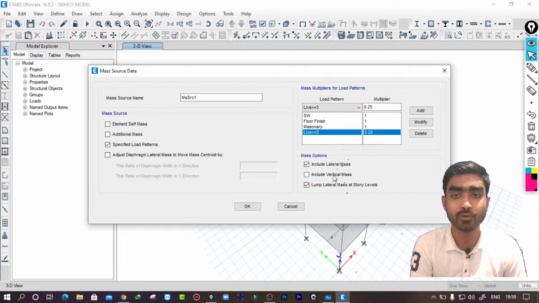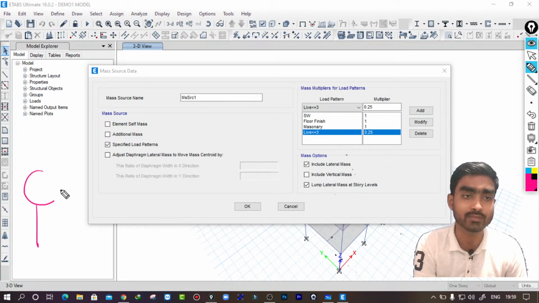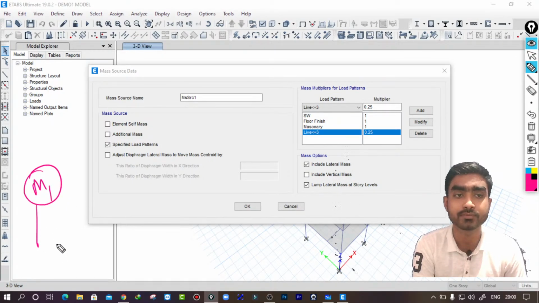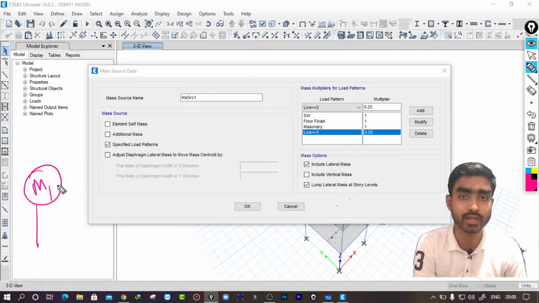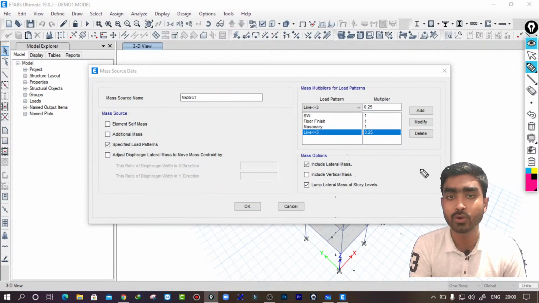Okay, now we have include lateral mass and lump lateral mass at story level. Lump lateral mass is nothing but, I have already explained this lump mass. At every story level, for creating the seismic mass, it will consider it as a lumped mass. That means the total mass of the building or structure will be concentrated at one point, which is our center of mass.